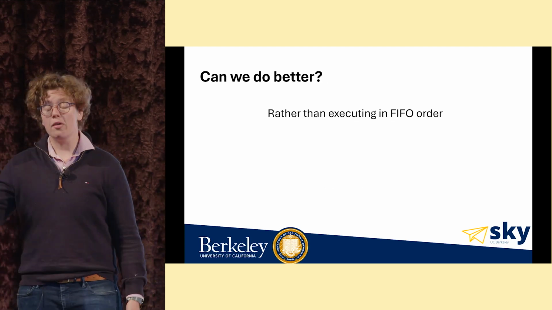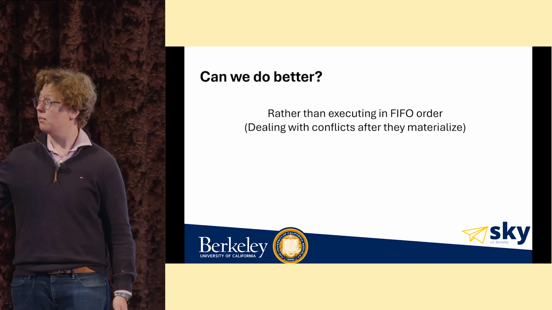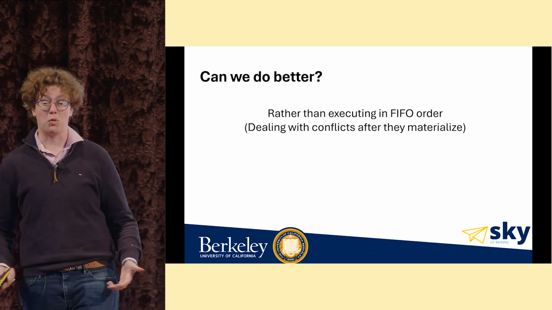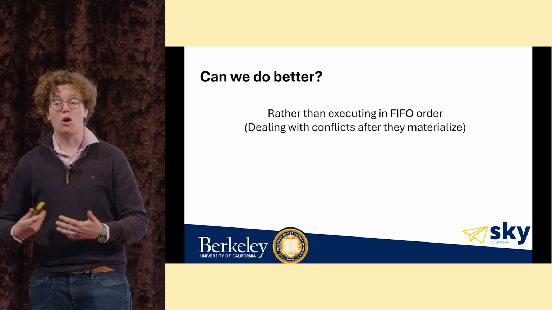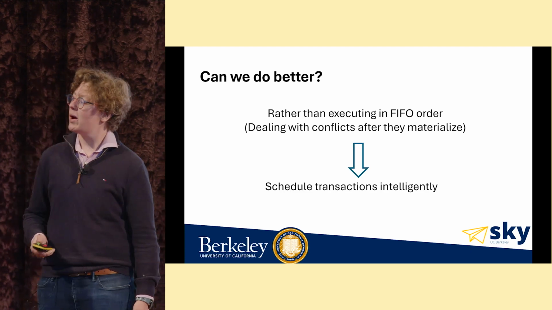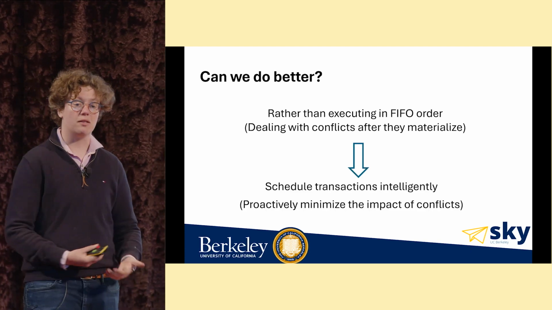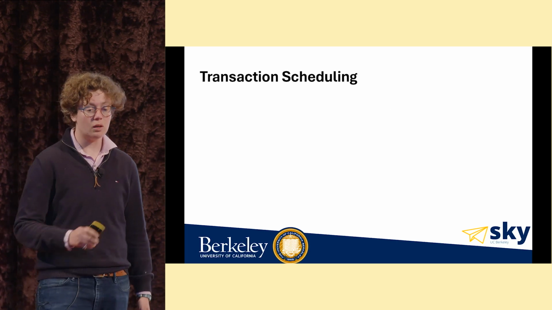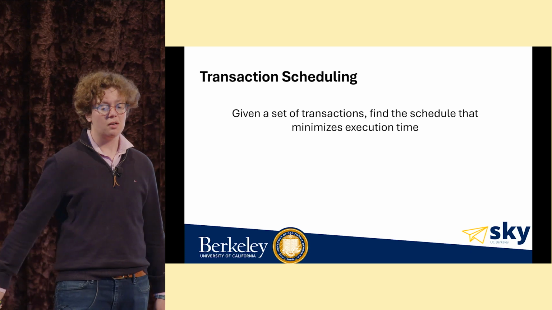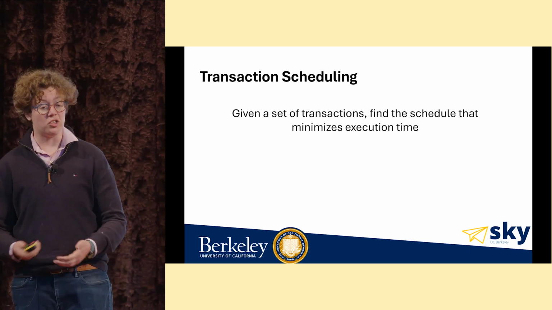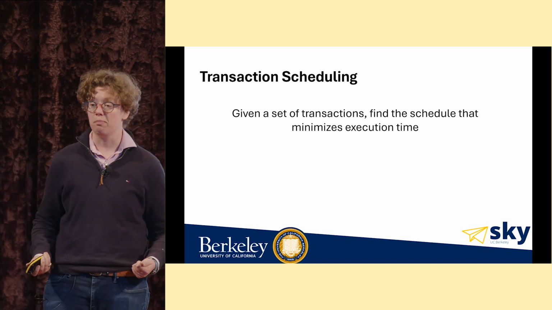So again, rather than executing transactions in the FIFO order that they arrive and dealing with conflicts after they've materialized, at which point there's not much you can do, or you have to be extremely smart and that's a costly implementation, we're going to try and schedule transactions intelligently and proactively minimize the impact of conflicts. And that brings us to transaction scheduling. Transaction scheduling is a simple question: given a set of transactions, find the schedule that minimizes the execution time.